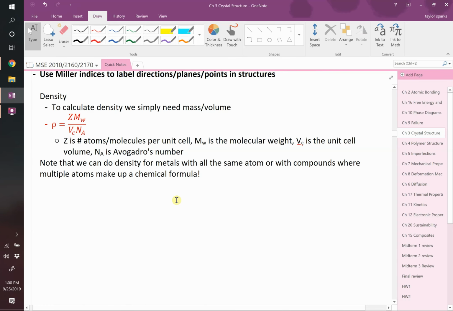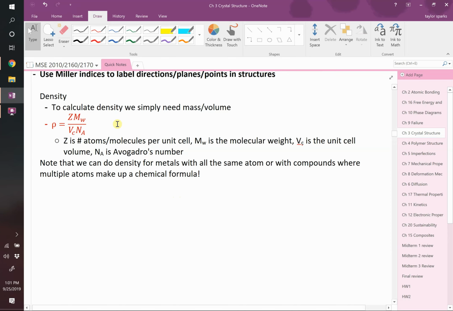When you calculate density, you've been doing this since high school, it's mass divided by volume. Here we're going to do it the exact same way. The only catch is that we have to take into account the molecular mass, right? The molecular weight of different atoms, right? Not all atoms weigh the same amount.